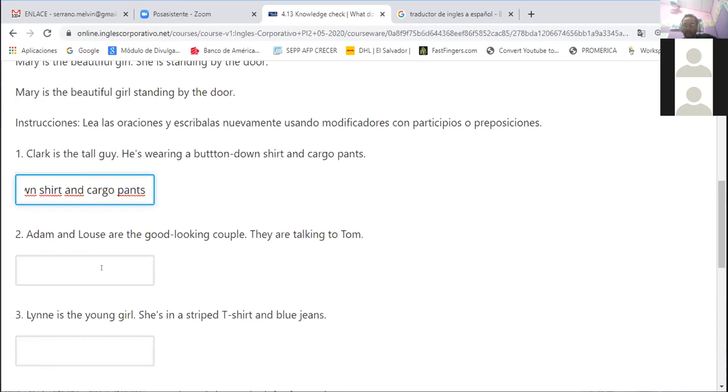Okay, let me check the second one. Breathe, please, Marvin. I think with the button-down there is no space. Remember, Marvin, in number one, the button-down, no space between the two. If the final point? Yes. In cargo pants.